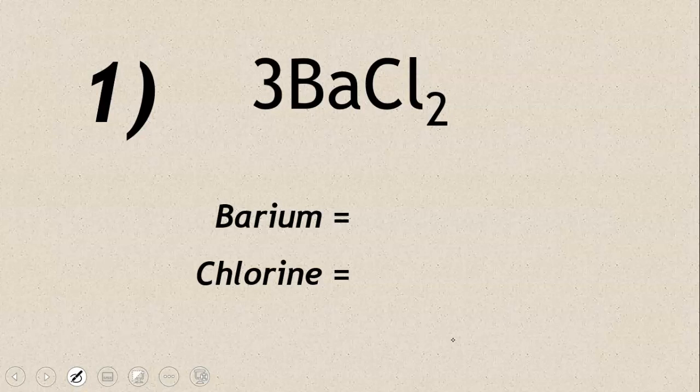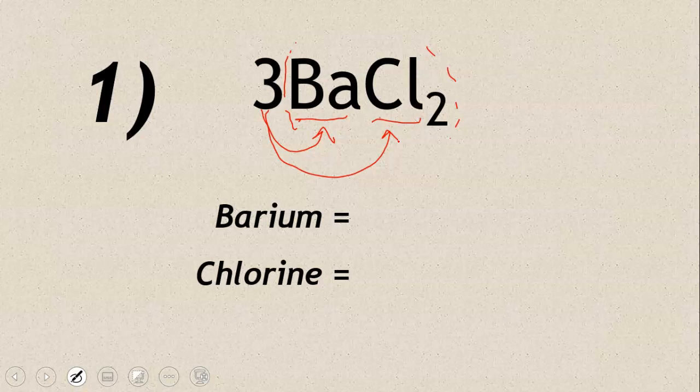All right, so we're going to do a little bit of practice here. Here's a formula. We have 3BaCl2. Ba, you might recall, is barium. So here's our Ba. Here's our Cl, which of course is chlorine. So this 3, remember, there are kind of like imaginary parentheses around here. So this 3 is going to get distributed to everything inside the parentheses. So how many barium do we have?